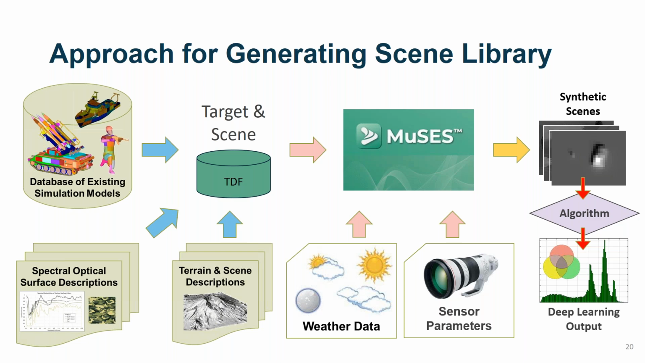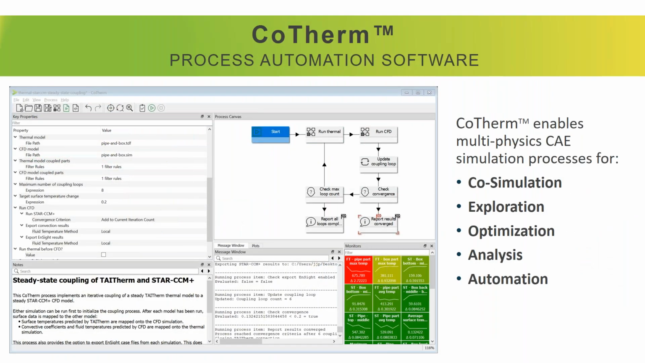But if we want to manually vary all of these parameters that go into making the synthetic images, it's going to be very time intensive. So we can automate some of that with CoTherm and this data generation process. CoTherm is a tool developed by Thermal Analytics to aid in CAE code simulation, optimization, analysis, and automation. In this case, we're going to use it as an automation tool.